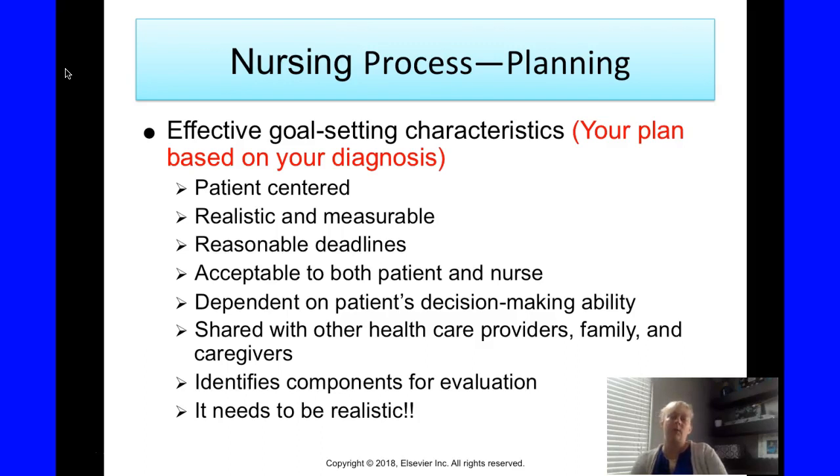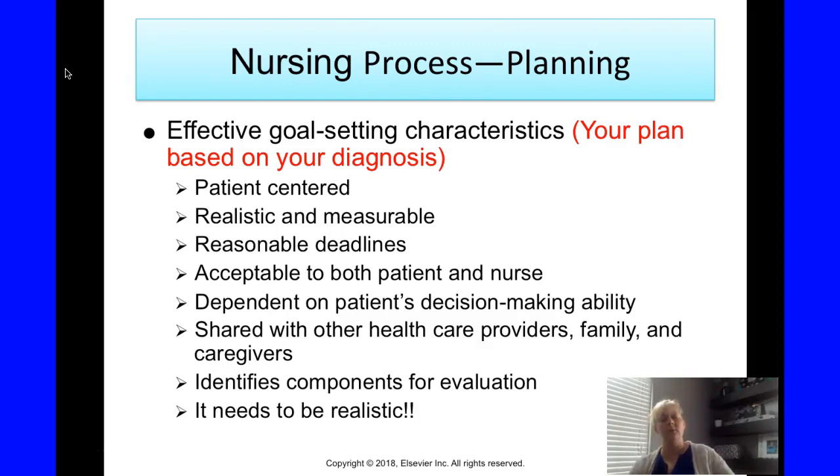Or let's just say, let's take that back. You want them to go home without oxygen. And so you can't just say patient will be discharged at home without oxygen. That's not specific enough. You need to say patient will be discharged to home and have a pulse oximeter of greater than 93% by the day of discharge.